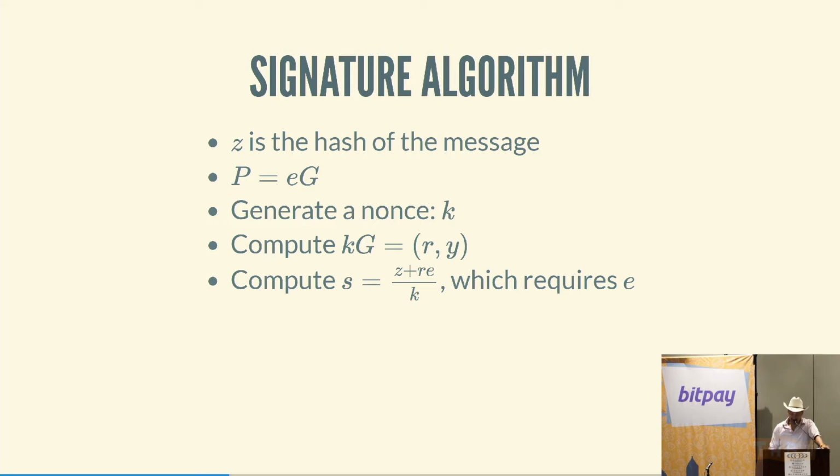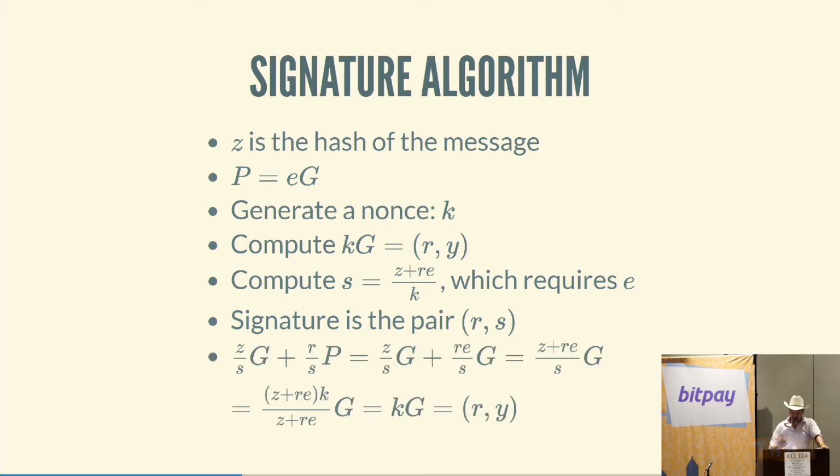And that is essentially your signature, R and S. And it turns out everything goes through because of this equation: Z divided by S times G plus R divided by S times P. We know that P is E times G, so we can factor that out in the second part: Z over S times G plus RE over S times G. Then you can combine the terms because it's a scalar on front, and you get (Z plus RE) divided by S. And if you look at the definition of S two lines above, S equals (Z plus RE) divided by K. And you sub that in and you get KG, which as before was R comma Y. So everything just goes through.